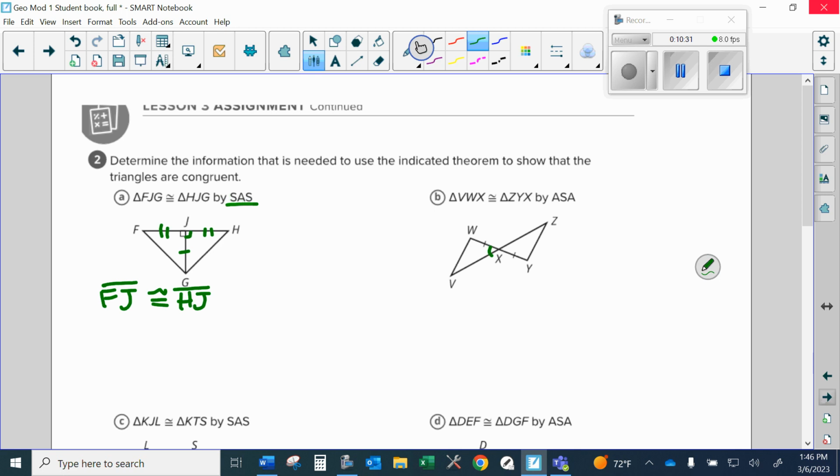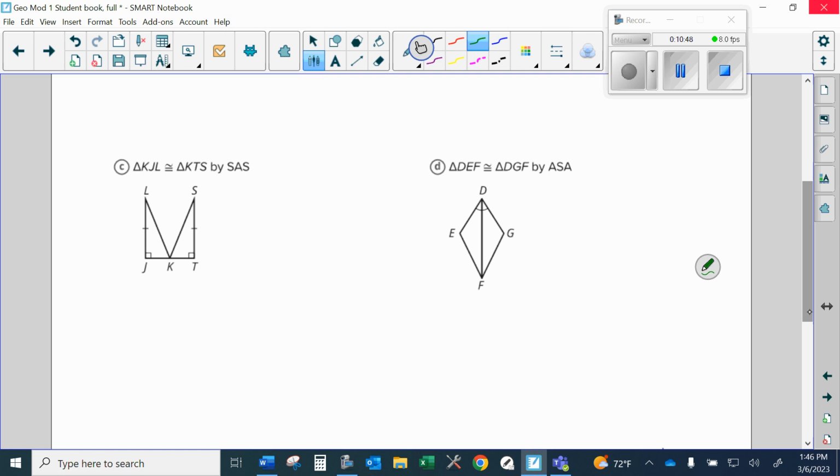I get a free point here with vertical angle theorem, and it wants an ASA. So AS, here's my other A then, ASA. So I need angle W is congruent to angle Y. Now I have ASA. You usually have one of these on the DCAST as well. They want it to be SAS. Well, there's my S, so here's my other S. So segment JK must be congruent to segment TK.